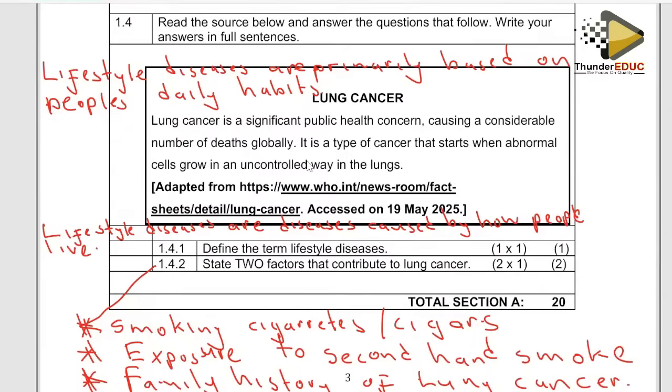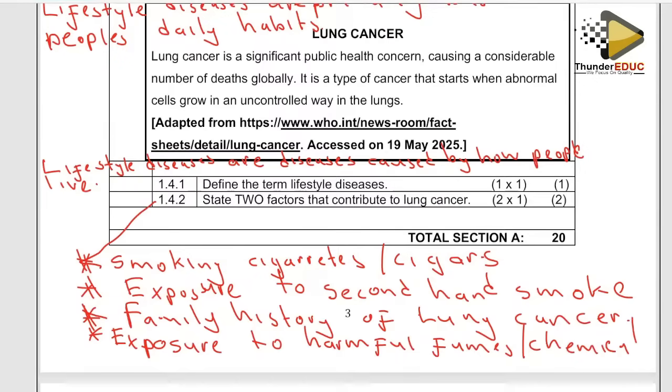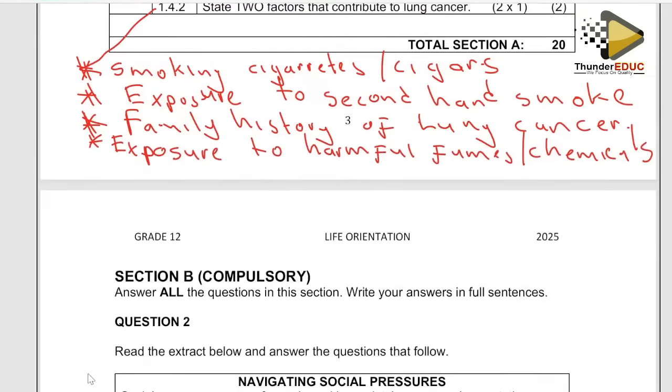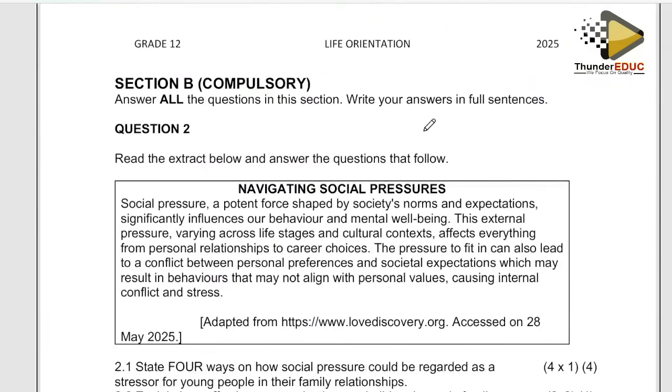Then in addition to that, you can say continuous exposure to harmful substances, harmful fumes, or chemicals. When you are subjected to harmful chemicals, you might end up getting lung cancer as well. Then moving on to the next one. So the next one is a compulsory section. This is section B, which is compulsory. You are required to answer all questions in that particular section.